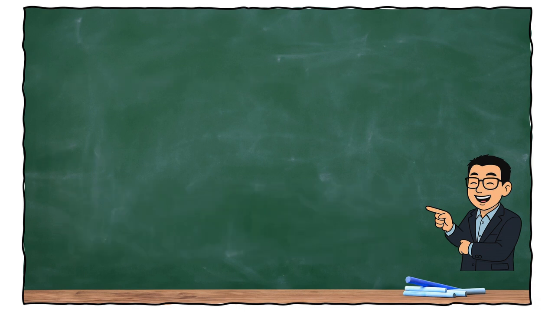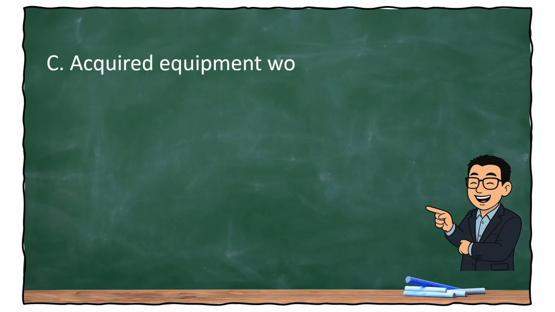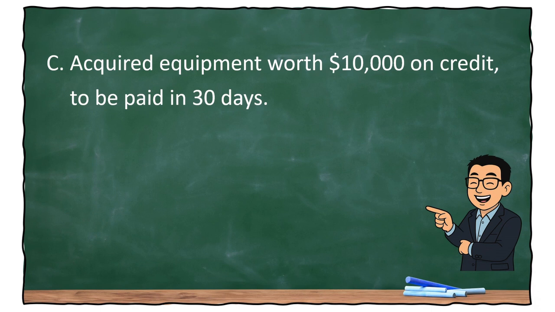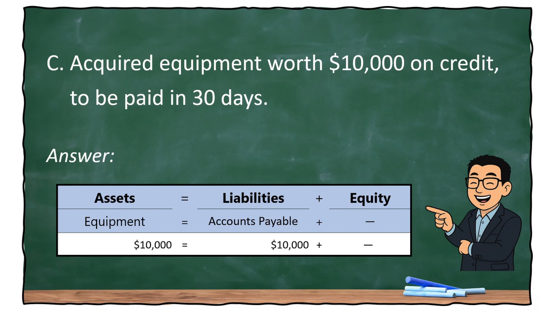Let's look at transaction C. The company acquired equipment worth $10,000 on credit, to be paid in 30 days. This transaction increases equipment, an asset, and also increases accounts payable, a liability. So, both assets and liabilities increase by $10,000 and the equation stays balanced.